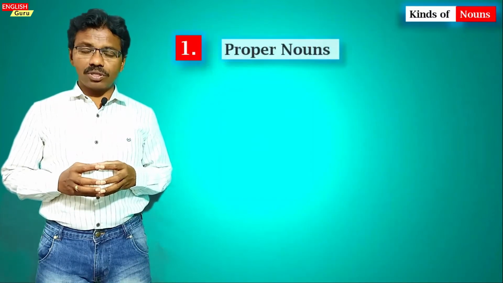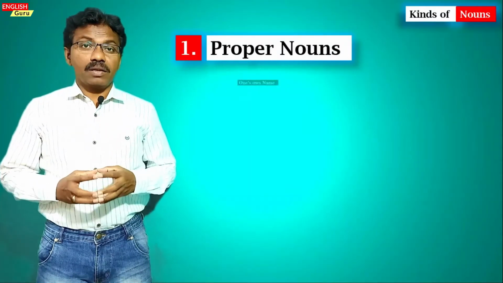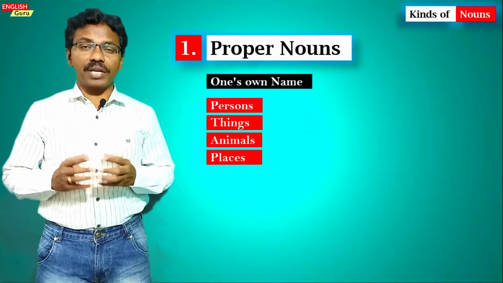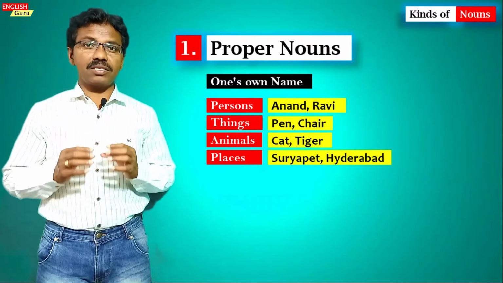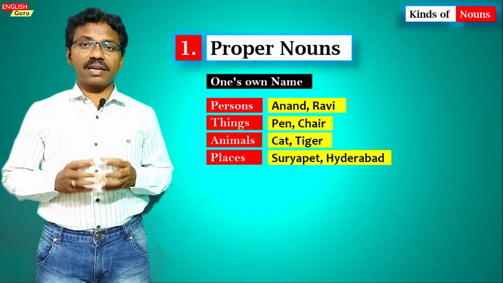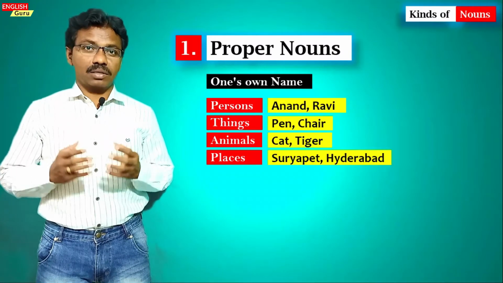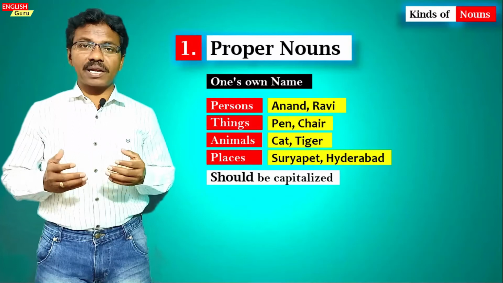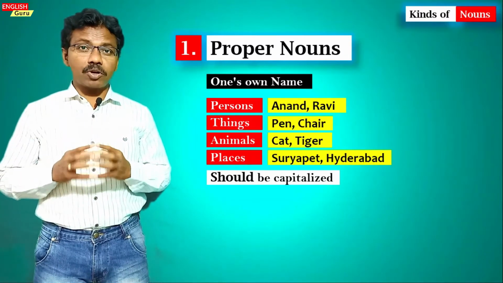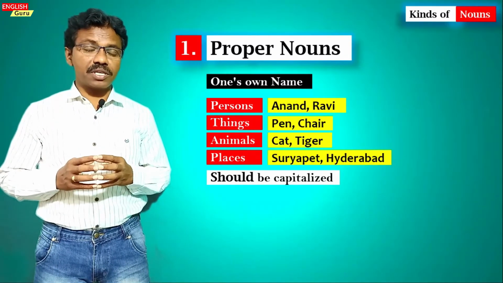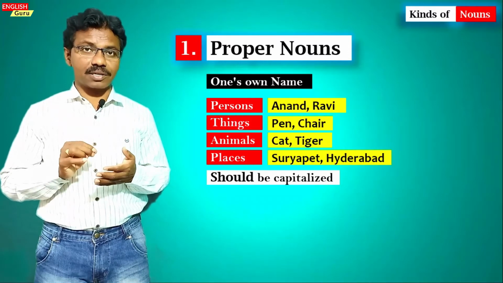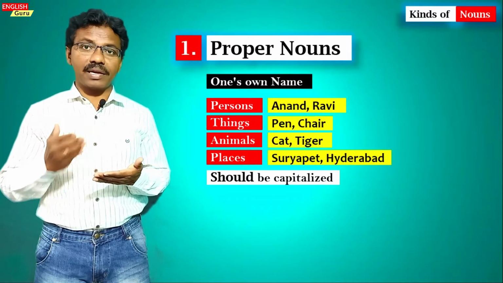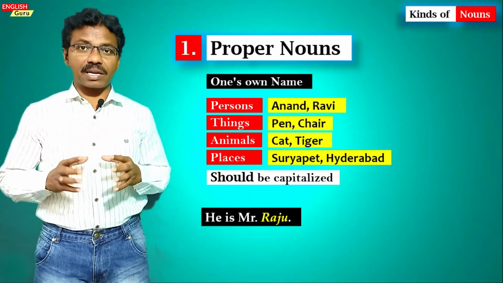And now let us try to know about each one in a brief way. The first one is proper noun. Proper noun is nothing but one's own name of a person, things, animals, and places. Persons like Ravi, Anand; things like pen, chair; animals like cat, dog, tiger; places like Suryapet, Hyderabad, Nalgonda. All the proper nouns should be capitalized, which means they should start with a capital letter, either in the beginning of a sentence, middle of a sentence, or end of a sentence. So it should be capitalized.